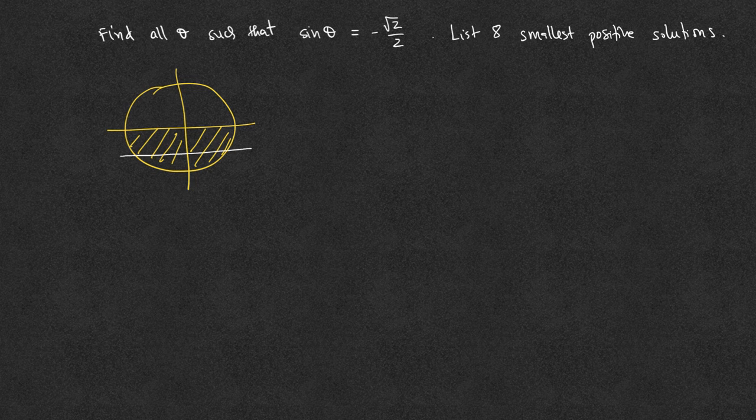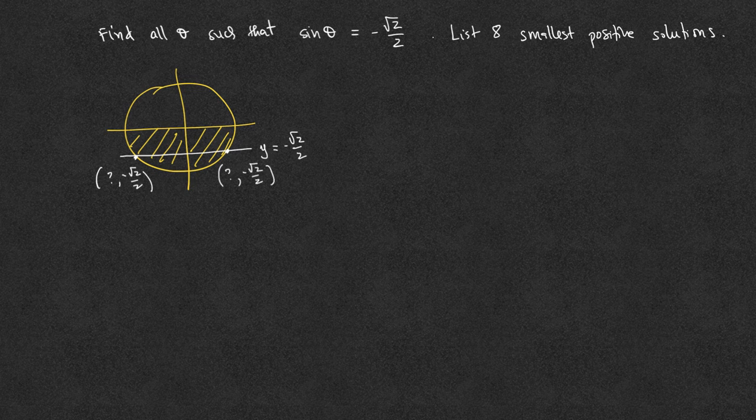but only on the unit circle. So we draw the line y equals negative root 2 over 2. We see that this horizontal line intersects the circle at two places. One is in the third quadrant, where the x-coordinate we don't know, but the y-coordinate has to be negative root 2 over 2. Another one is in the fourth quadrant. The x-coordinate we don't know, but the y-coordinate has to be negative root 2 over 2.